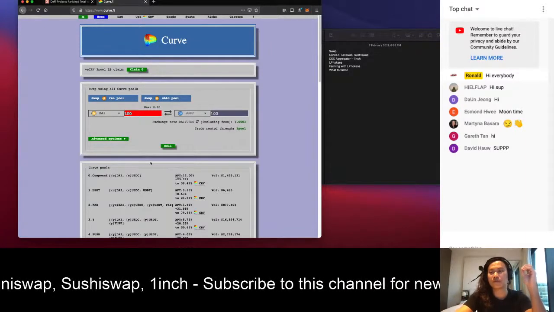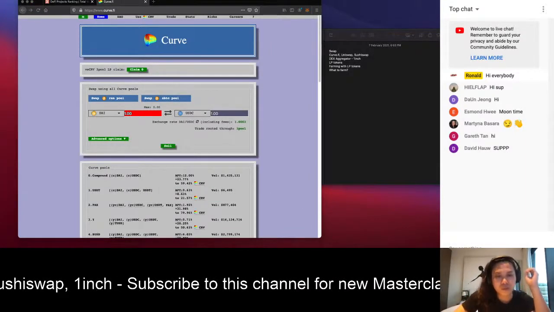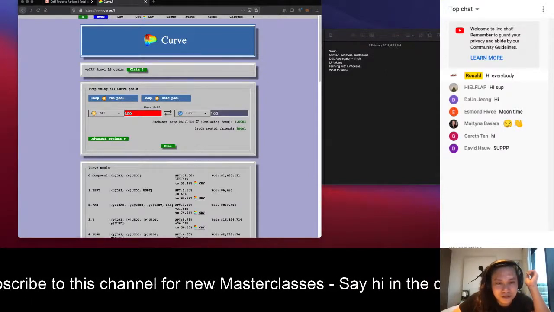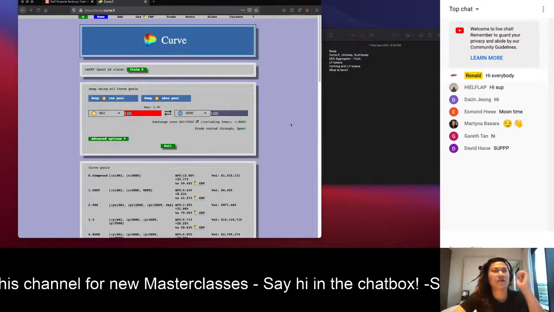Stable coins, if you remember from the other class, is that, wait, hold on, let me change the music a little bit. Play something different. All right.